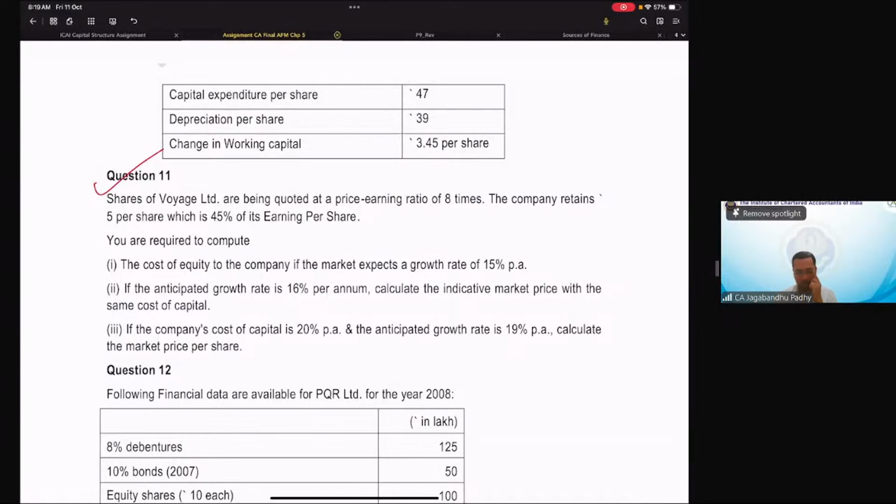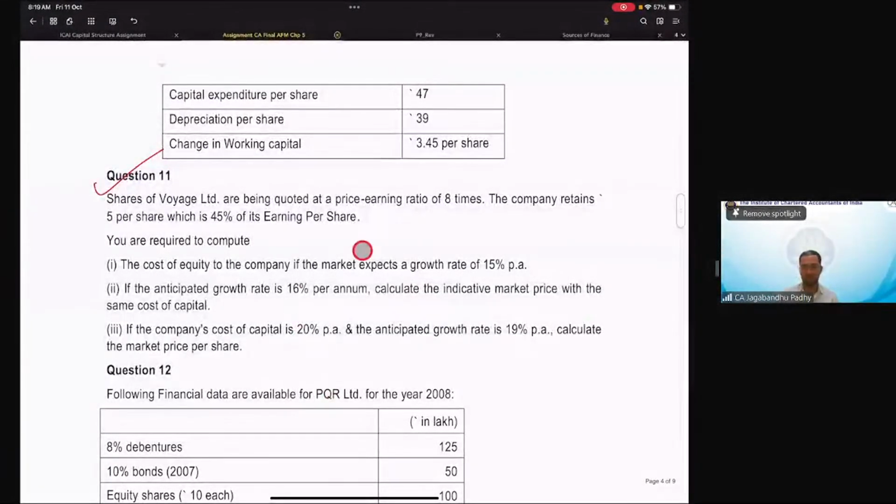Let's see. The company retains 5 per share, which is 45% of its earnings per share. So retained earnings is 5 rupees, which is equal to 45% of its earnings per share. You're required to compute the cost of equity to the company if the market expects a growth rate of 15% per annum. If the anticipated growth rate is 16% per annum, calculate the indicative market price with the same cost of capital. If the company's cost of capital is 20% and the anticipated growth rate is 19%, calculate the market price per share.